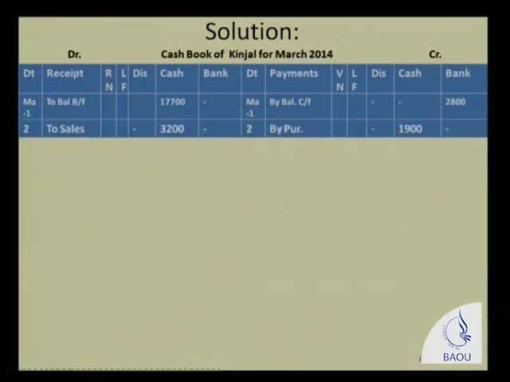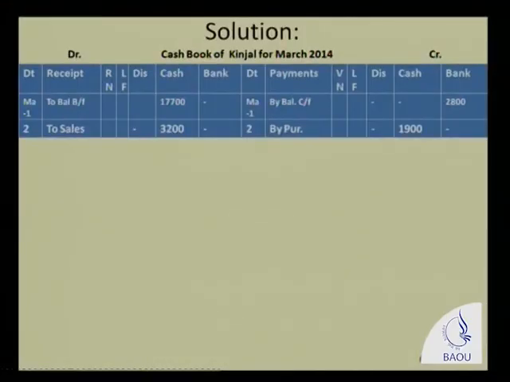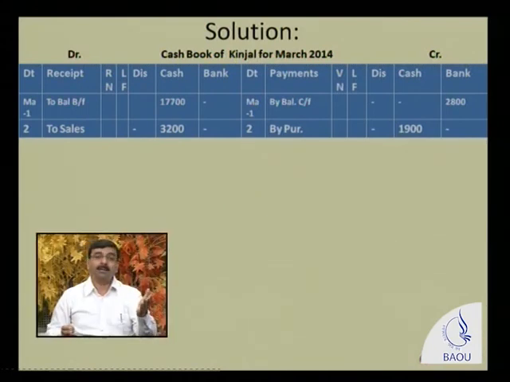The next transactions are cash sale of rupees 3,200 and cash purchase of rupees 1,900. So now we have a cash sale and a cash purchase both. Sales is always a receipt and purchase is always a payment. Now see here, the sale is recorded on the receipt side, on the respective date, the second. As I already mentioned earlier, the journal entry of cash sales is: cash comes in and goods go out. So cash account is debited to sales account, and it is written in the cash column. In front of that, the opposite name is sales.